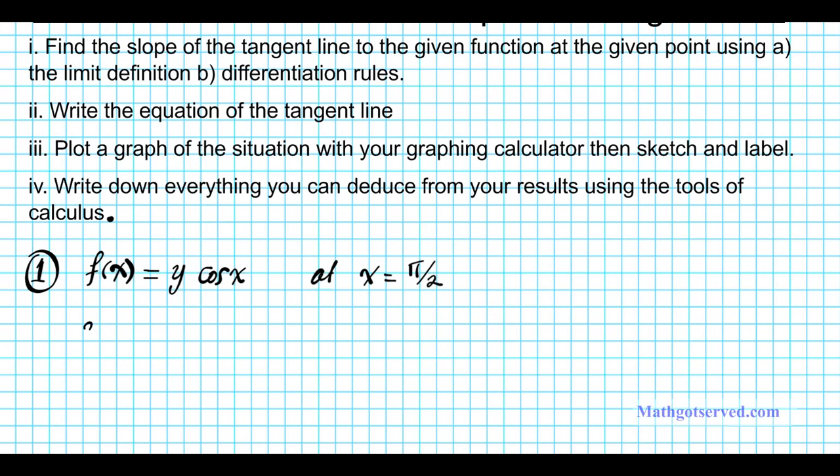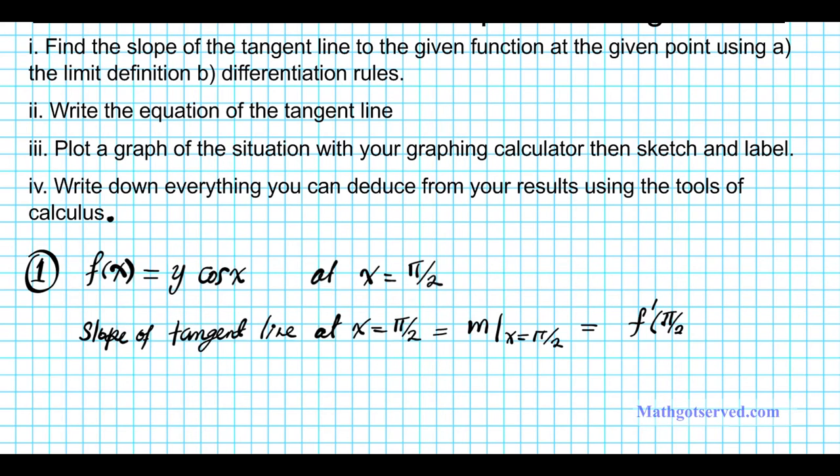So the slope of the tangent line at x equals pi over 2 is basically m, right? It's the same thing as m at x equals pi over 2. This is, in calculus terms, the derivative, f prime at pi over 2, the derivative of the function at pi over 2. Okay? So how do we find the derivative of the function at pi over 2?